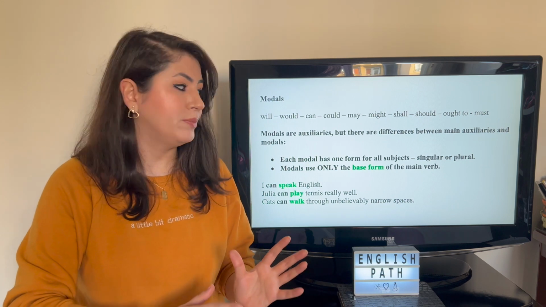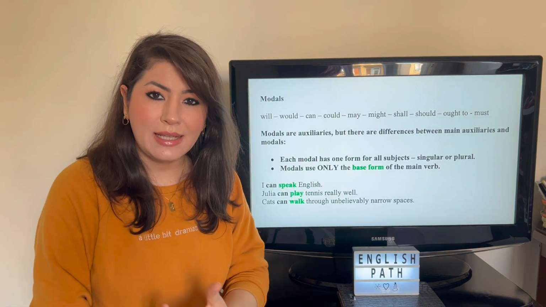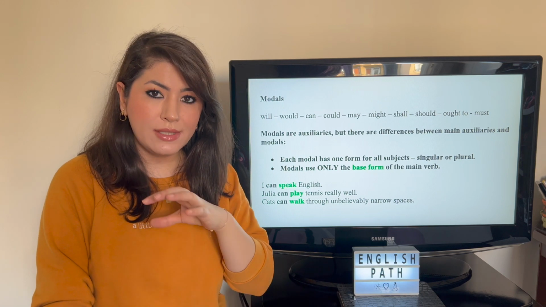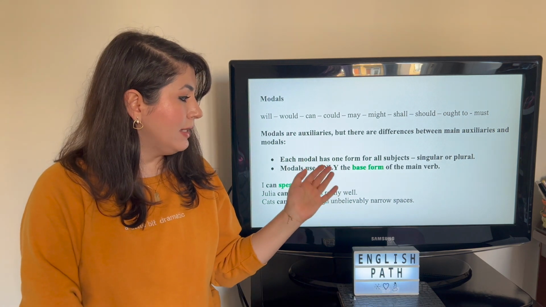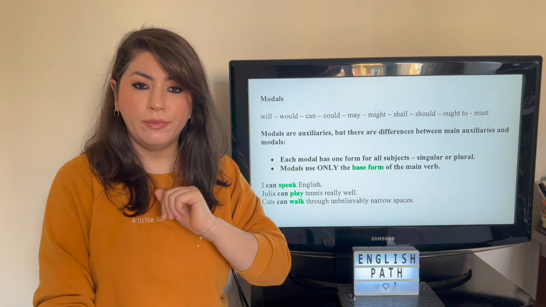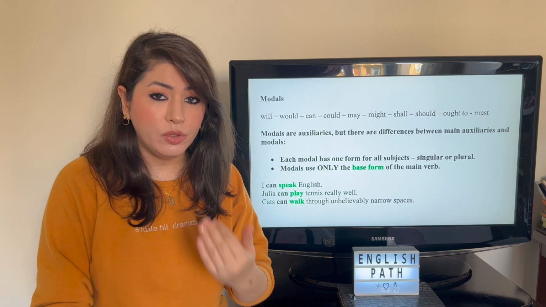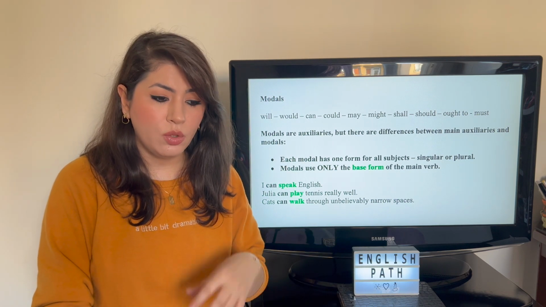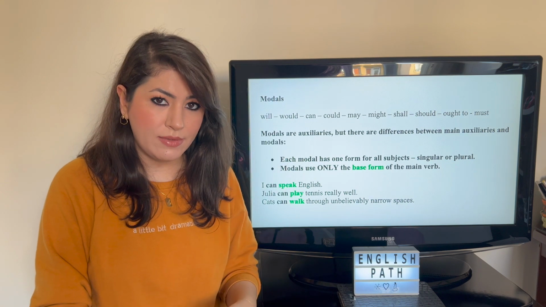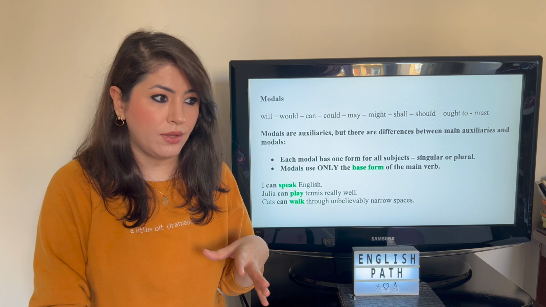Let's see them through. Modal auxiliaries are auxiliaries, as the name suggests, but there are some differences between them and main auxiliaries. Like, each modal has one form for all kinds of subjects, singular and plural. I will do something, you will do something, she will do something, they will do something. So will is used for all types of subjects. So is can, so is could, and all the others.